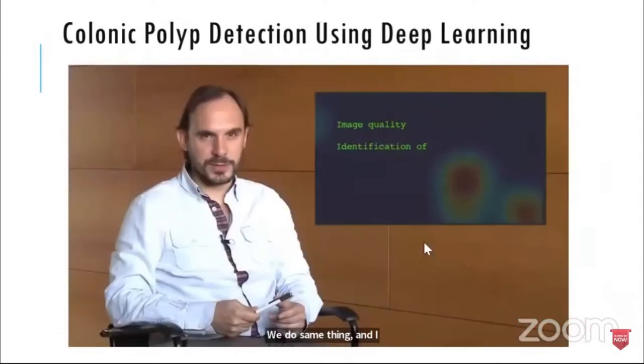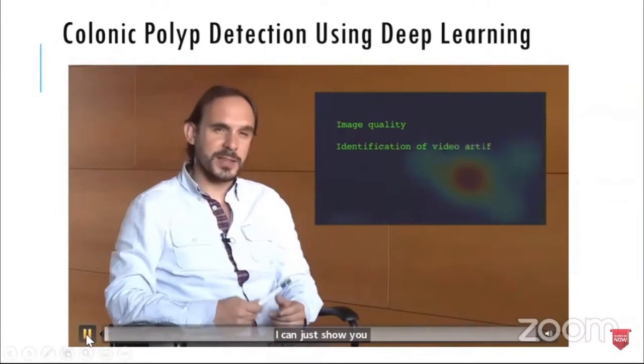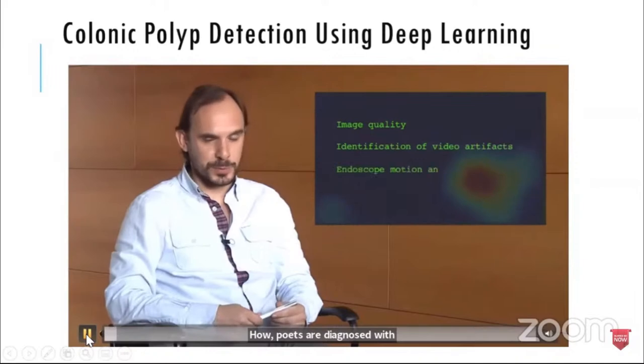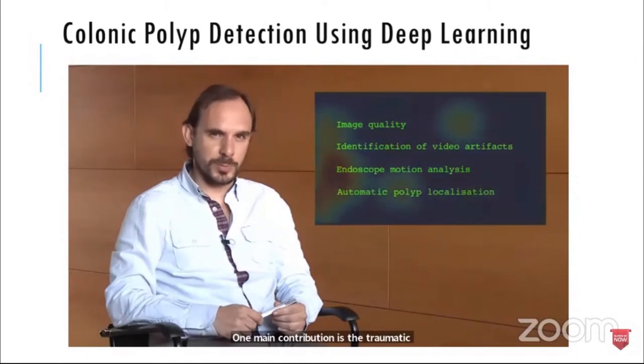Now I can just show you how polyps are diagnosed with AI. Artifacts and the analysis of the motion of the endoscope. One main contribution is the automatic localization of polyps in clinical colonoscopy.